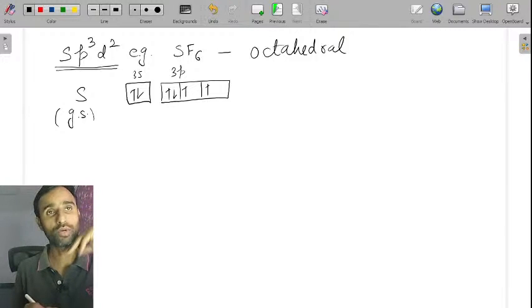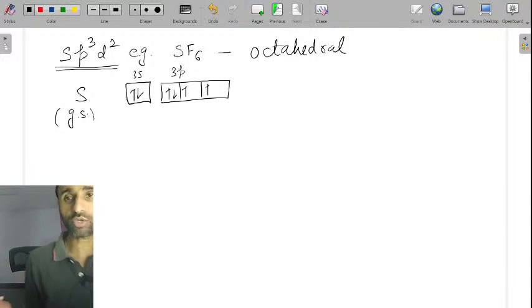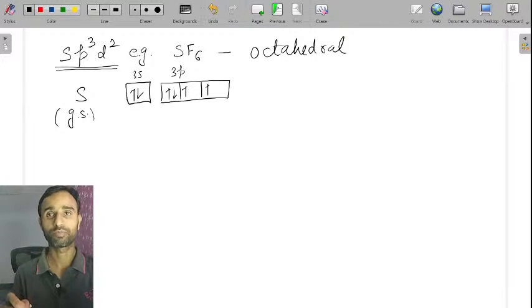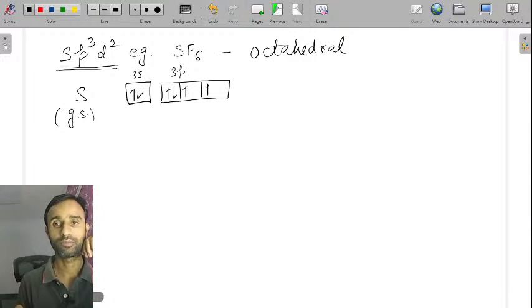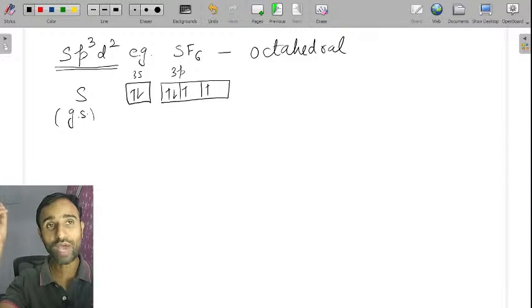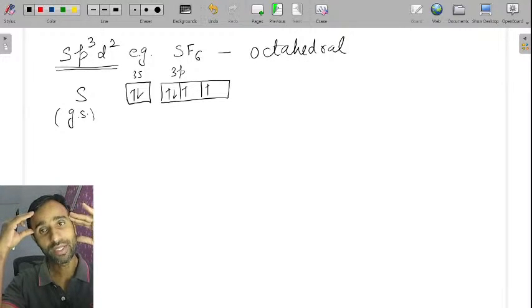3s2, 3p4. Right? So it has only 2 unpaired electrons. But how many electrons do we need? We need a total of 6 valence electrons. There are 6 valence electrons, beta. 2 is the valency, it is not the valence electrons. 2 is the valency or valence of sulfur, right? But the number of valence electrons is 6.